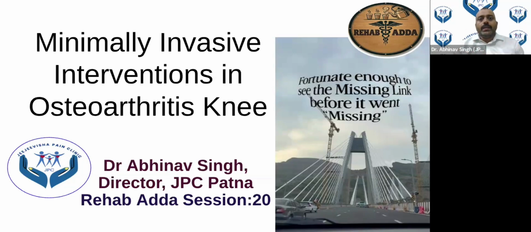All the minimally invasive interventions that are available are mainly a bridge between conservative management and the surgical options. So it is just a missing link which was there, and a lot of research and study is happening in the world of management of osteoarthritis of the knee. Even in the medical world, everything is now shifting from open surgery to minimally invasive surgeries. So minimally invasive interventions are the need of the hour and the latest trend.